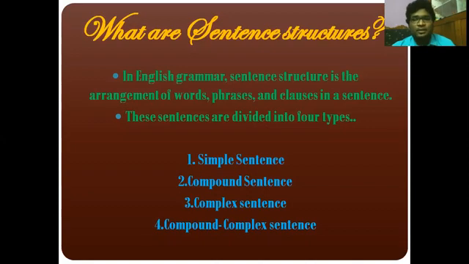These sentence structures are divided into four types. As you're seeing here, the first is the simple sentence, then the compound sentence, the complex sentence, and the fourth is the compound-complex sentence. A simple sentence is where you have only one sentence. A compound sentence has two sentences, a complex sentence has a dependent sentence, and the compound-complex sentence might have one dependent sentence and two independent sentences. Let's see what they are trying to convey.